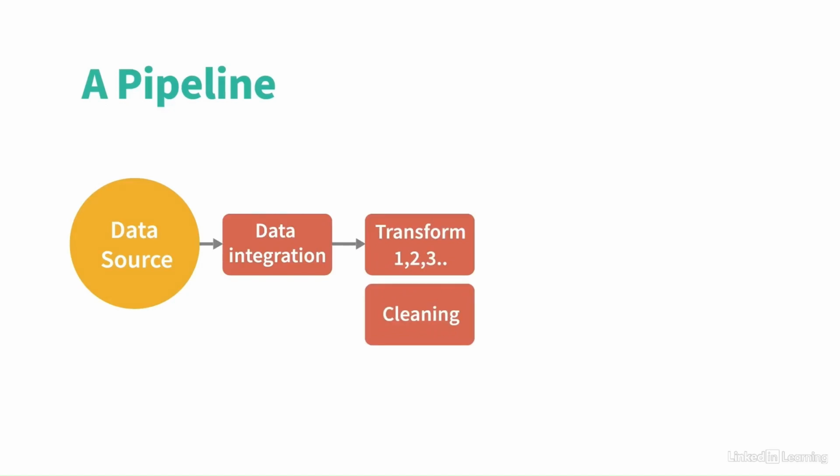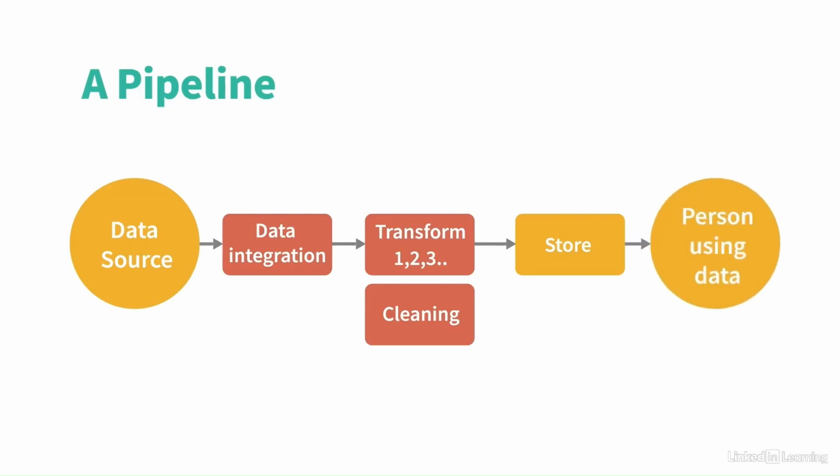Then we do 1, 2, 3, n transformation steps. We do data cleaning. And after that, we store it into a data store that we modeled, where then later the data can be used by a person. So a person can go into a visualization tool and then request the data from our store.